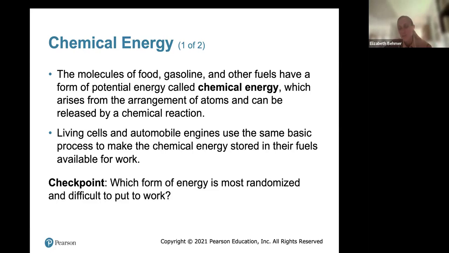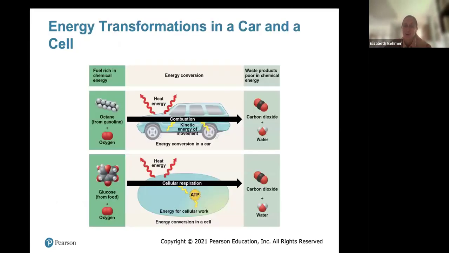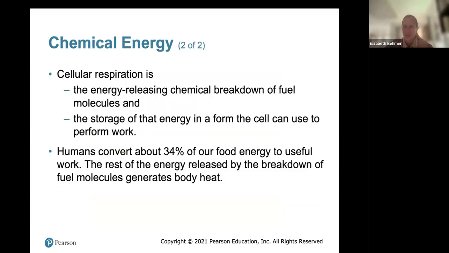Living cells and automobile engines use the same basic processes to make the chemical energy stored in their fuels available for work. Gasoline uses combustion, taking gasoline and turning it into CO2 and water that powers the car. And in the cells, they go through cellular respiration, taking glucose and oxygen and turning it into ATP. Cellular respiration is the energy-releasing chemical breakdown of fuel molecules and the storage of that energy in a form the cell can use to perform work.